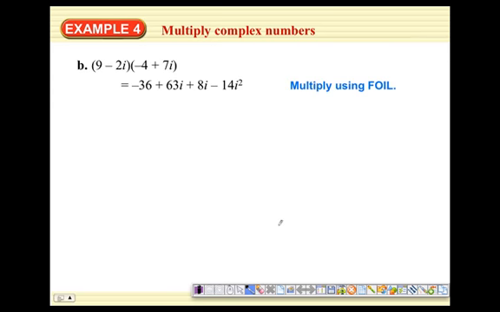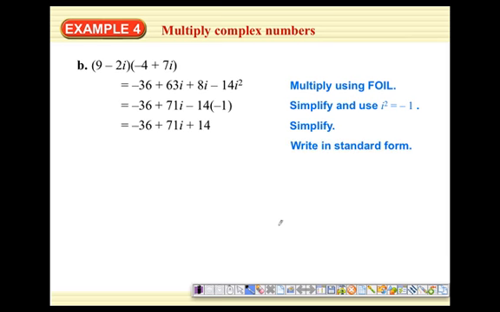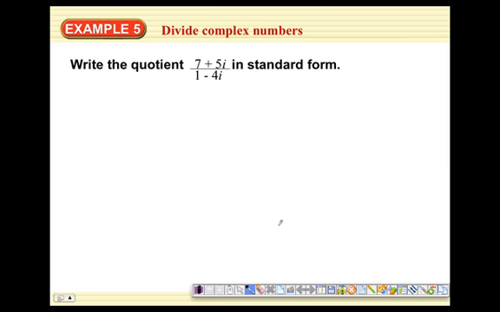Alright, example 4. Multiplying complex numbers. The key is look for i squareds, simplify, make it a plus bi. That's the key to example type number 4.